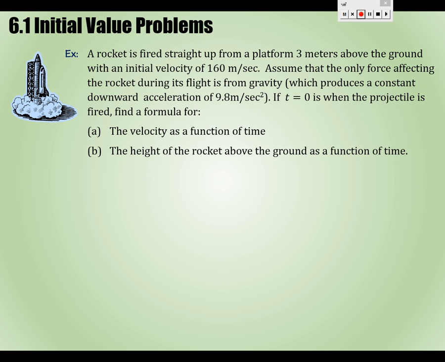So let's give an example where we might think about a differential equation in the context of rockets. It's very appropriate. Take a second to just digest the problem and then engage in it.